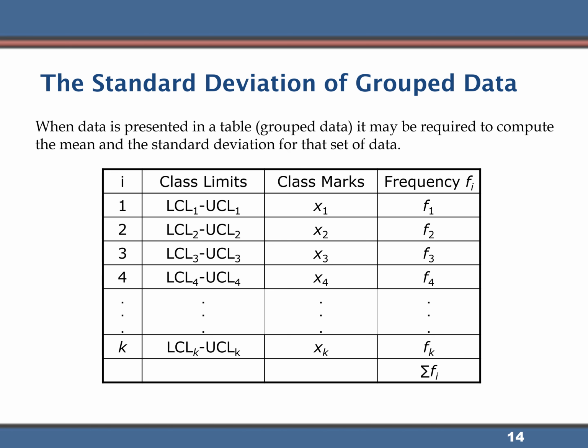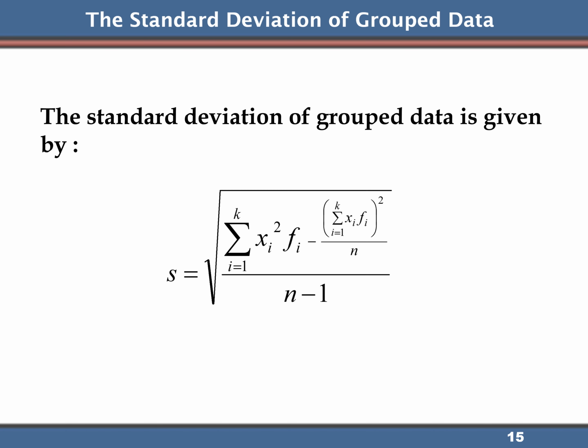The following table illustrates the typical way in which data is grouped in a frequency table. There are k classes with class marks x sub 1, x sub 2, up to x sub k, and the corresponding frequencies are f sub 1, f sub 2, up to f sub k. This is the formula that we use to compute the standard deviation when we have data grouped in a frequency table.